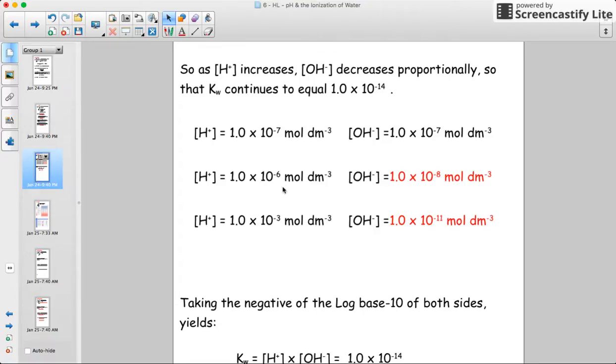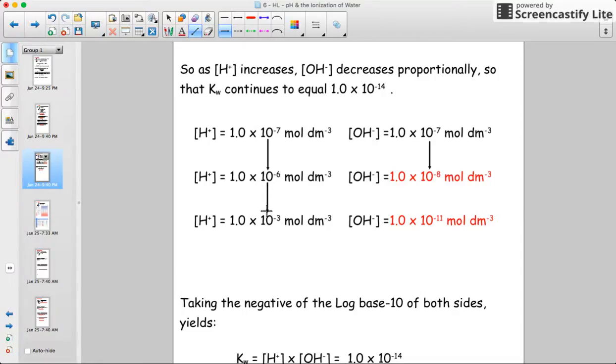If I had an acid that had 10 to the minus 6, so an increase of 10 times in the H plus concentration, the effect of that would actually also decrease the hydroxide concentration by a factor of 10. So notice that the change was an increase of 10, from minus 7 to minus 6. So this was a decrease, or divided by 10, to get to 10 to the minus 8.